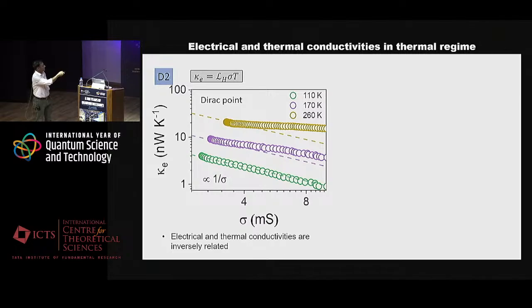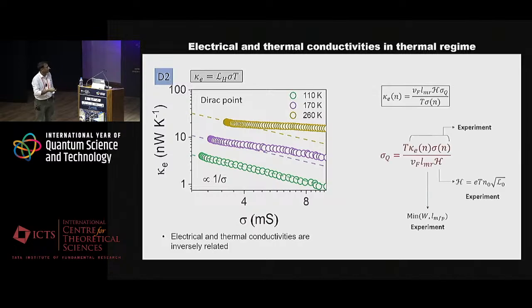In this regime, higher than 100 Kelvin or so, if I plot the electrical conductivity and thermal conductivity together, we find that the thermal conductivity is inversely proportional to the electrical conductivity. That is one of the key expectations of relativistic hydrodynamics. It's opposite to what you would expect in the case of a diffusive system.